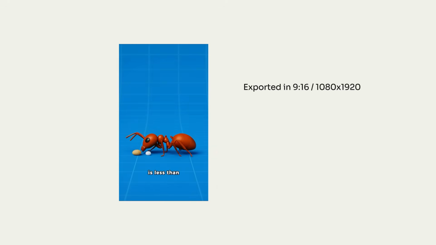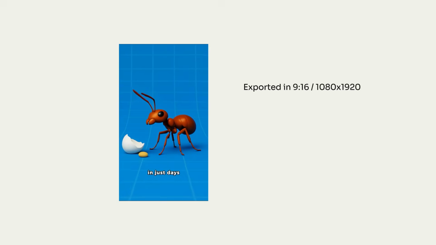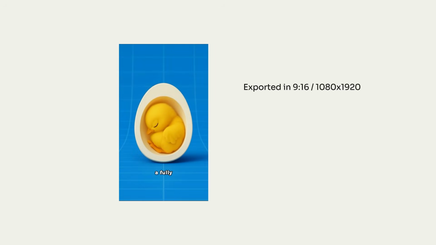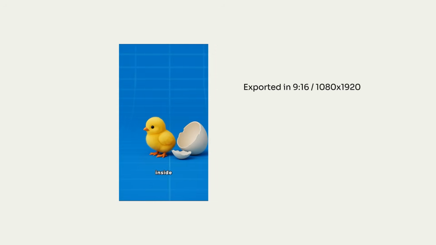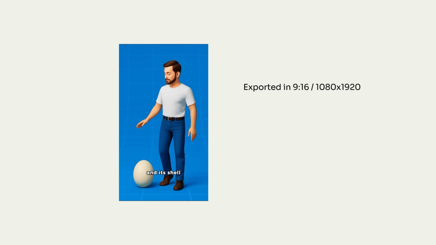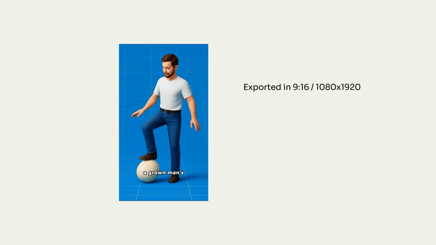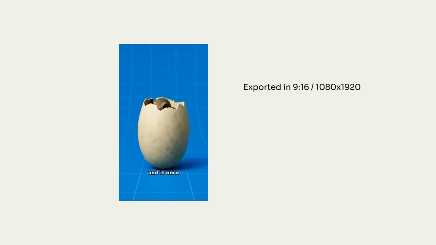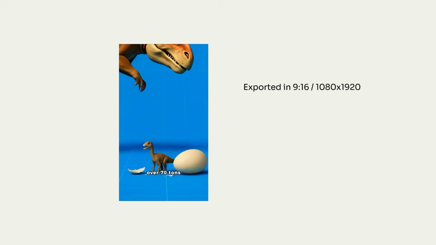An ant egg is less than 1 millimeter long, and it hatches into a worker in just days. Now the chicken egg is about 6 centimeters long, and it holds a fully formed bird inside. But the ostrich egg is over 15 centimeters long, and its shell can support a grown man's weight. Now the titanosaur egg was around 30 centimeters long, and it once held a creature over 70 tons.